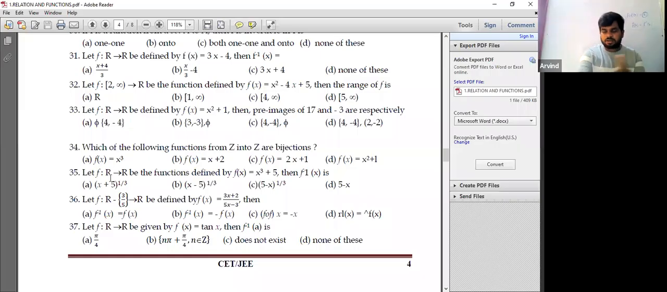And remember, in your classes they have told you f circle g is not the same as g circle f. Okay, let's take the 36th question. So f of x is 3x plus 2 by 5x minus 3. Now I'll give you a small task. Try finding f circle f of x. Find this and tell me what is the answer. I hope you know how to find f circle f of x. Make it fast.